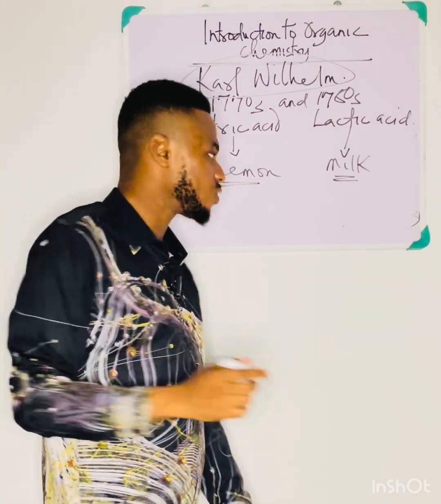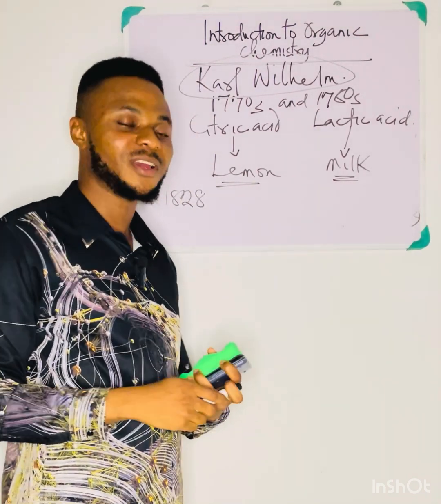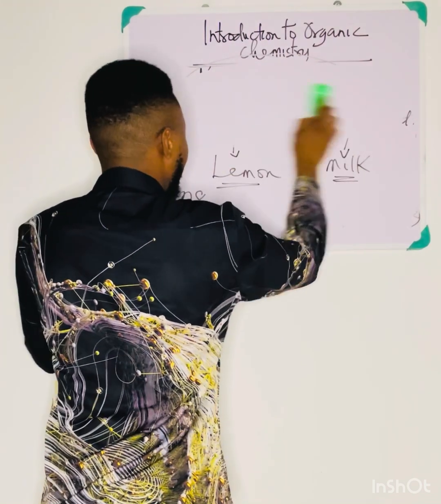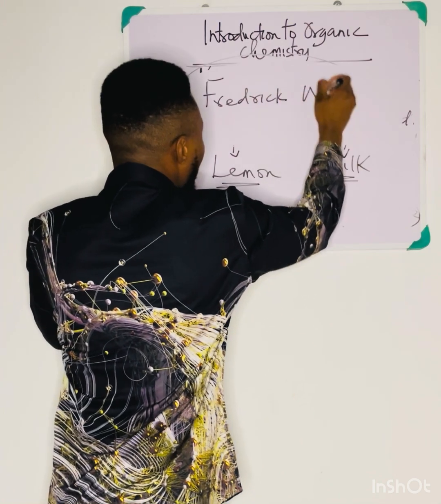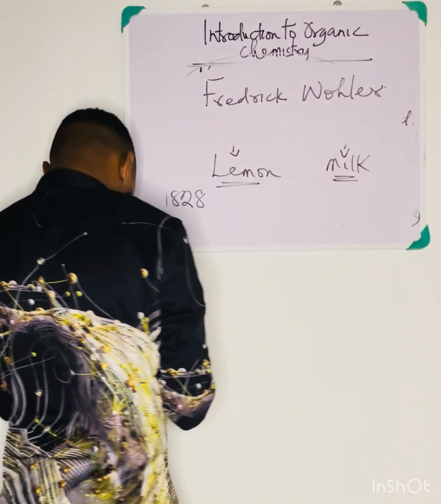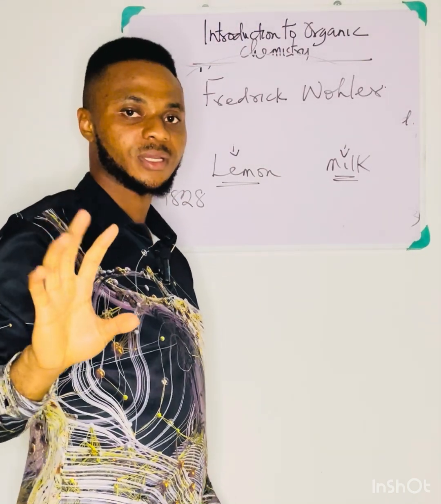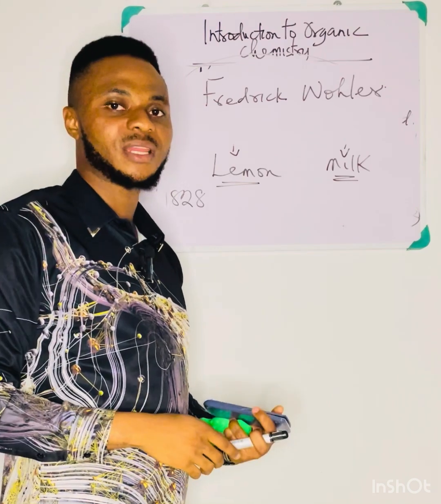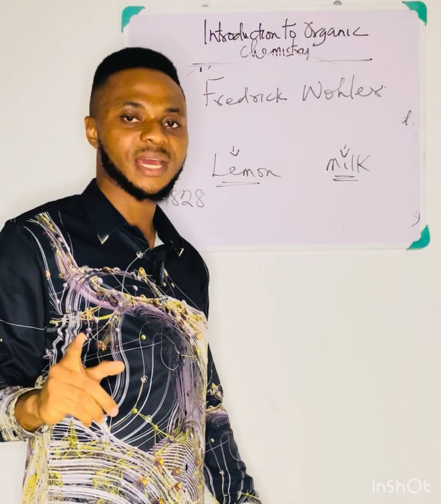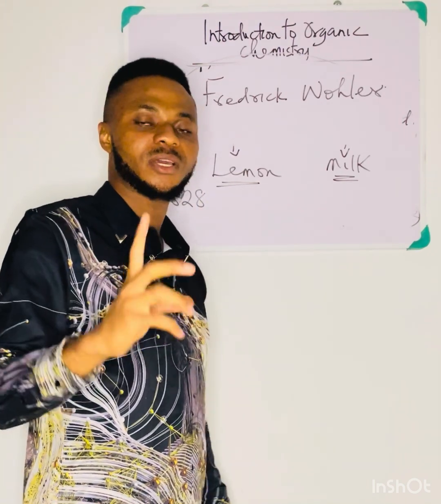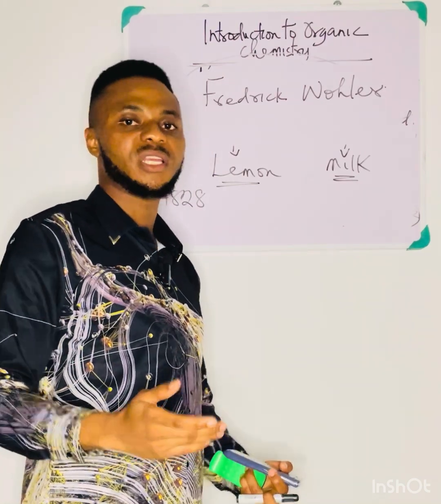Many years later, in the year 1828, another scientist, a German scientist precisely, known as Frederick Wohler. I will spell it: Frederick Wohler. Frederick Wohler discovered urea, and urea is a component of urine. How did he discover that? He discovered urea by heating an inorganic compound called ammonium cyanide. He applied excess heat to ammonium cyanide, which led to the production of urea. And of course, this was done in the chemical laboratory.